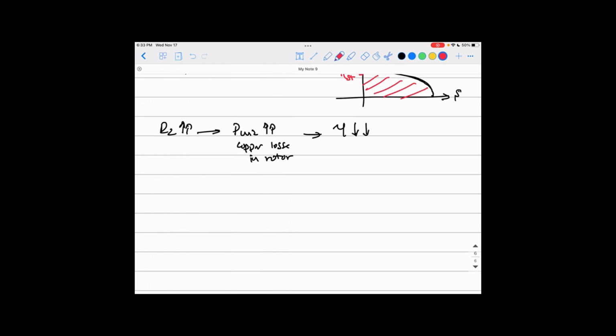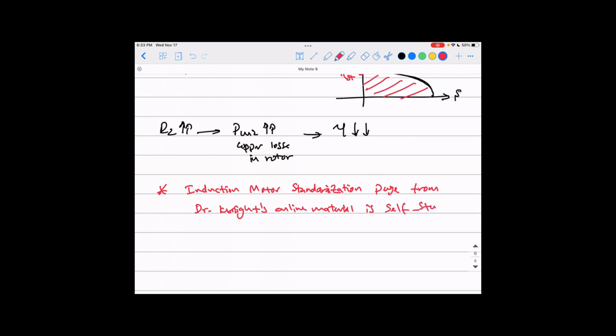So I'm going to leave you a note here: the induction motor standardization page from Dr. Knight's online material as a self-study requirement. Okay, guys?